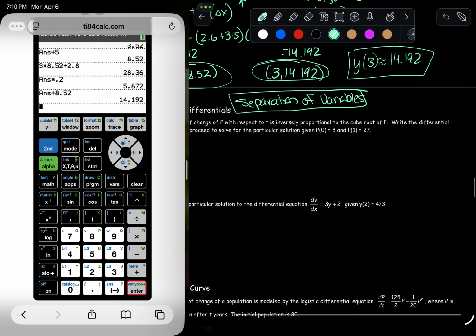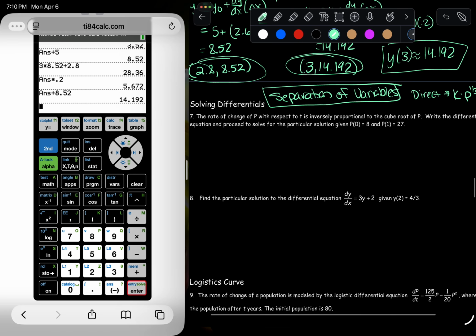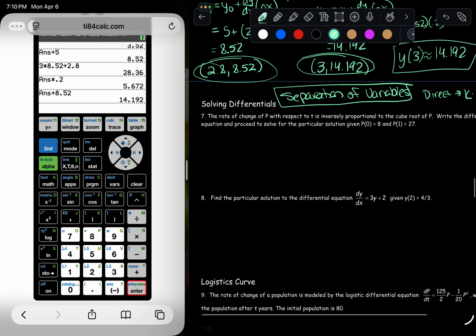And with these, you have to create the equation. So if you have direct proportionality, that would look like k times p raised to the power of 1/3. This says we are inversely proportional, which means that they will not be multiplied, they will be divided. So the rate of change of p with respect to t, that's going to be dp over dt, is inversely proportional to the cubed root of p. So that means dp dt is inversely proportional, which means we'll have this in the denominator, and then we will have our constant of proportionality in the top.